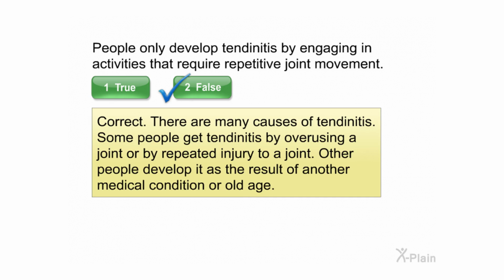Correct. There are many causes of tendinitis. Some people get tendinitis by overusing a joint or by repeated injury to a joint. Other people develop it as the result of another medical condition or old age.